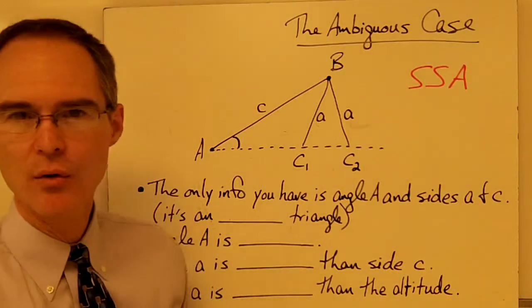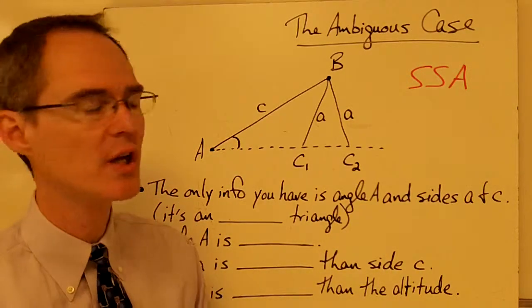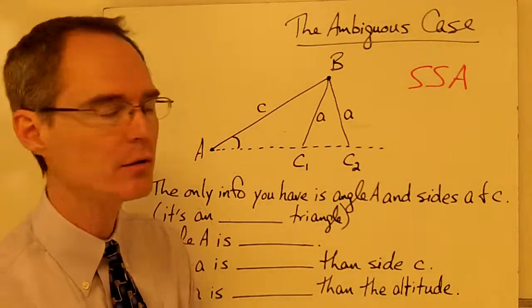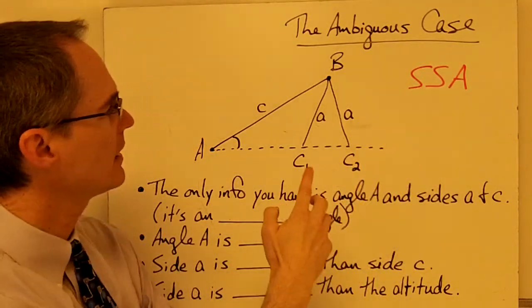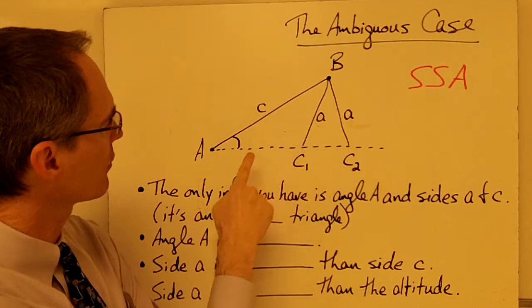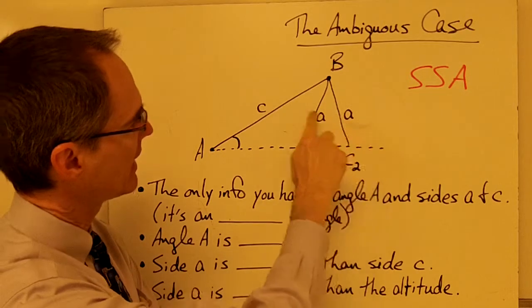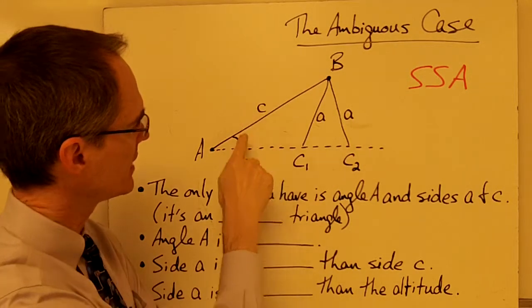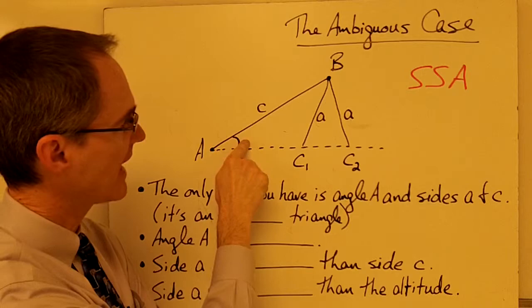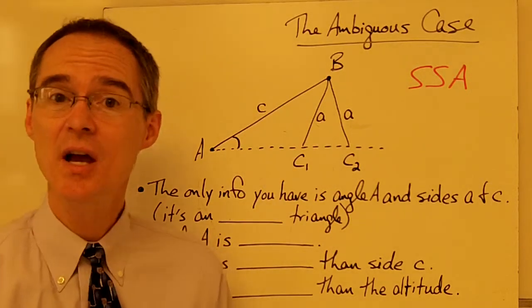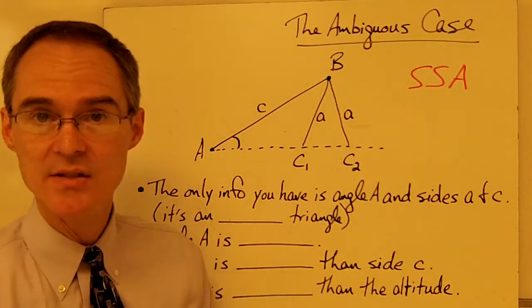So the ambiguous case comes up anytime you've got a triangle that falls under what's called the SSA category, which you may remember from our study of geometry. In other words, if I have two sides and a non-included angle, that's called the SSA situation. For example, in this triangle right here, if I know the length of this side here, a, and the length of this side here, c, and I have the value of this angle, well, that's a side-side-angle situation. So this is a potential ambiguous case.